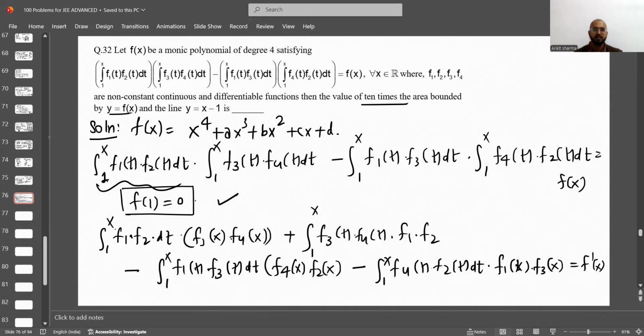Now let's see again, can we do something here? Yes, if I plug in 1 again, I get integrals from 1 to 1. This entire thing becomes 0, 1 to 1 again 0, 1 to 1 again 0, 1 to 1 again 0. So in this case, I get f dash of 1 also to be 0.